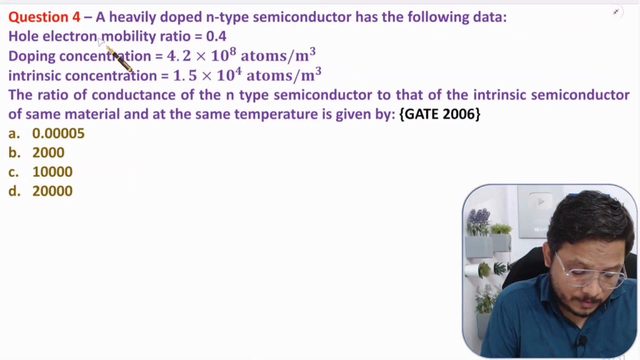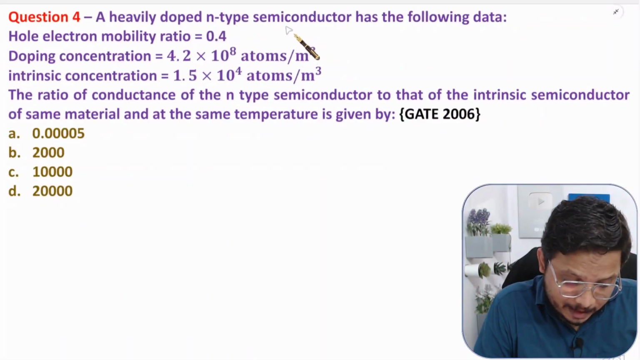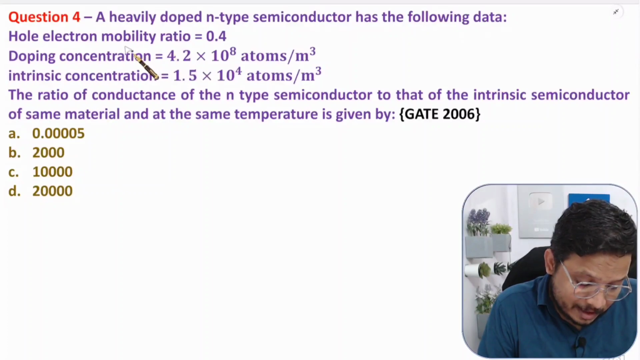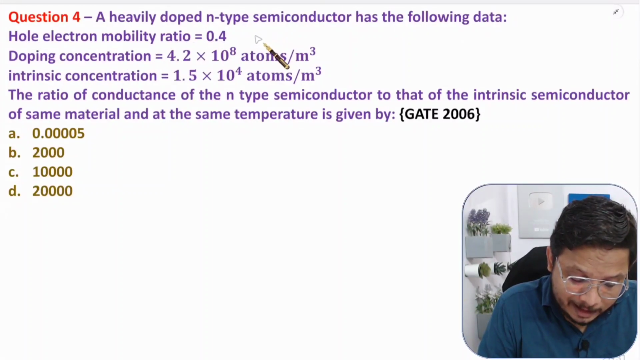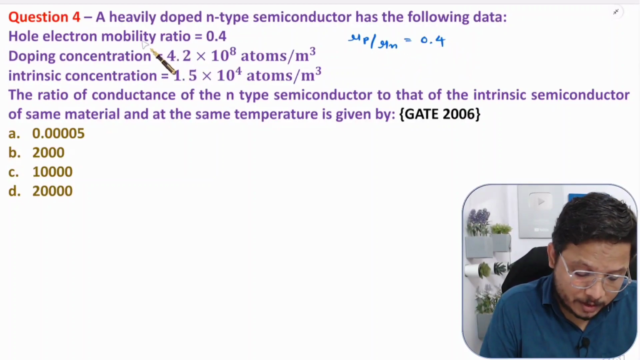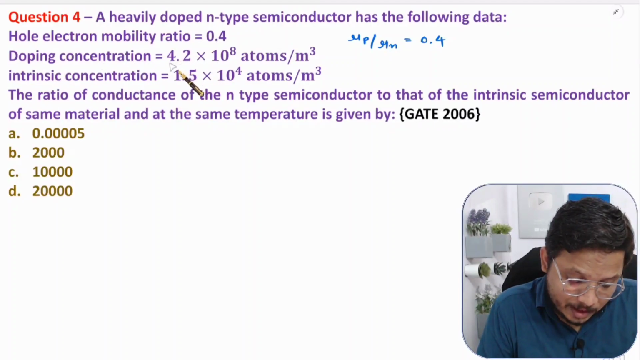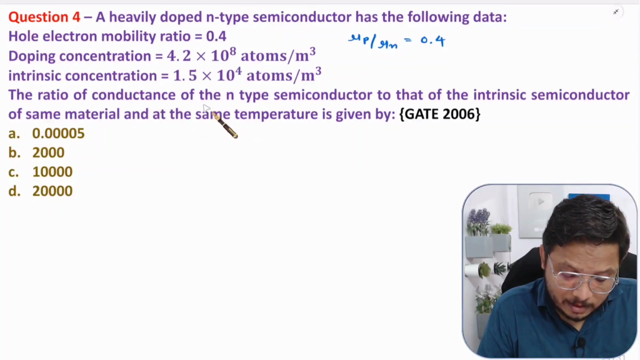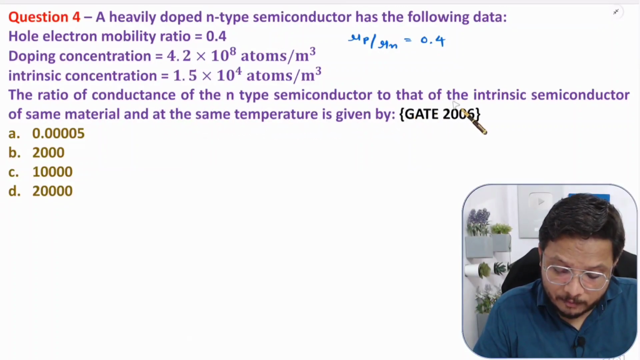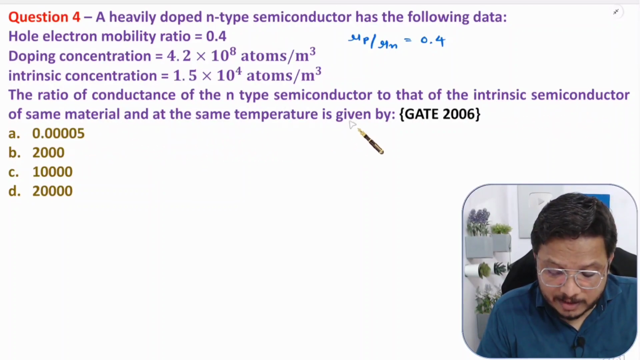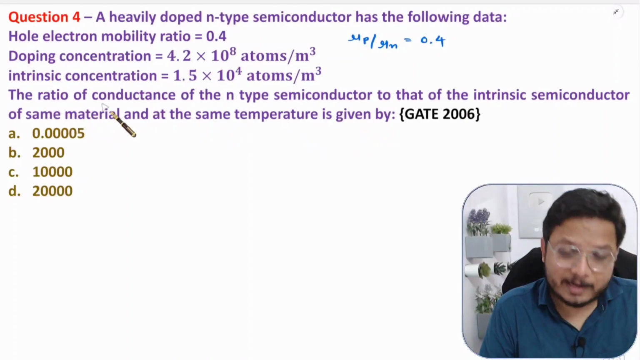So in fourth question, a heavily doped n-type semiconductor has the following data, where hole electron mobility ratio is given. Hole electron mobility ratio means mu p by mu n, that is 0.4, that is given to us. Doping concentration of n-type, that is also given, right? Intrinsic concentration is also given. The ratio of conductance of n-type semiconductor material to that of intrinsic semiconductor material of same material and at the same temperature will be how much. So we are dealing to find ratio of conductance.